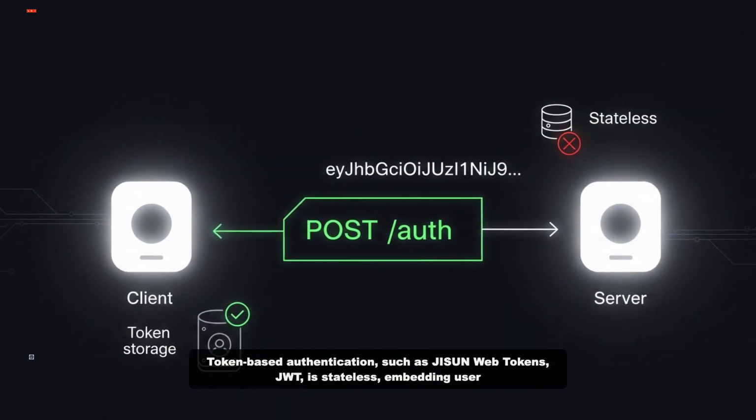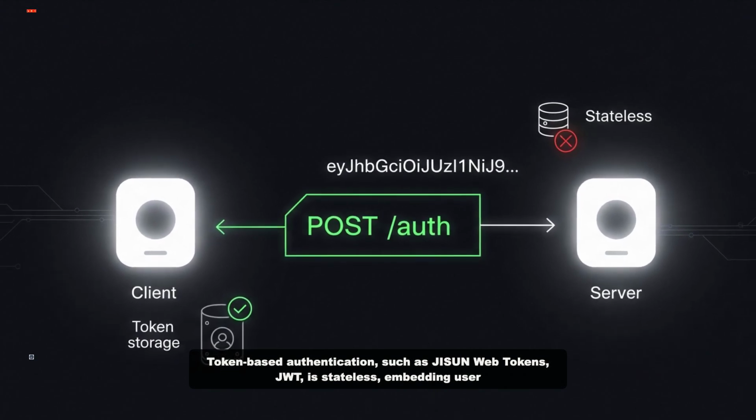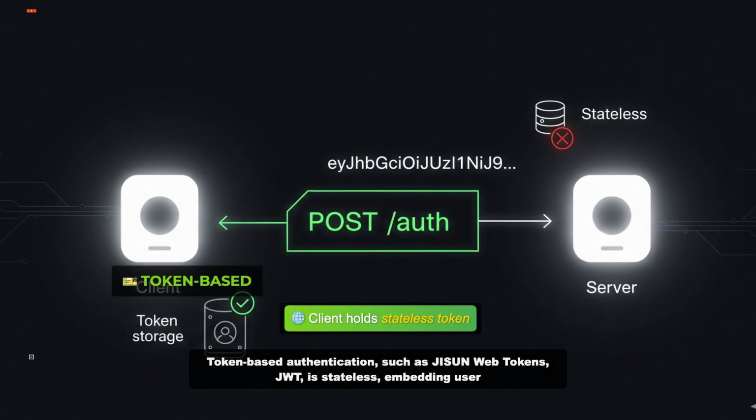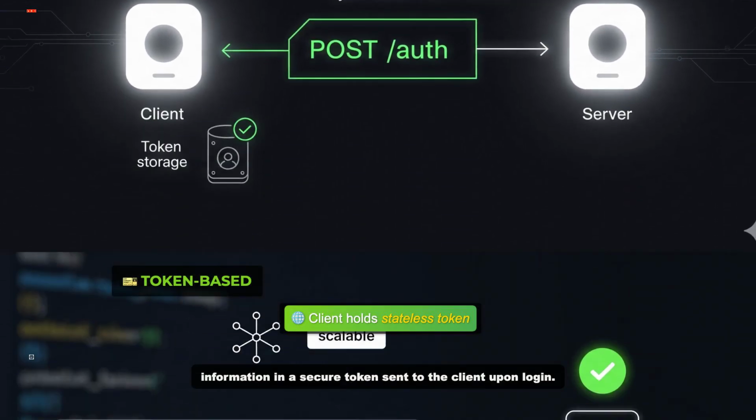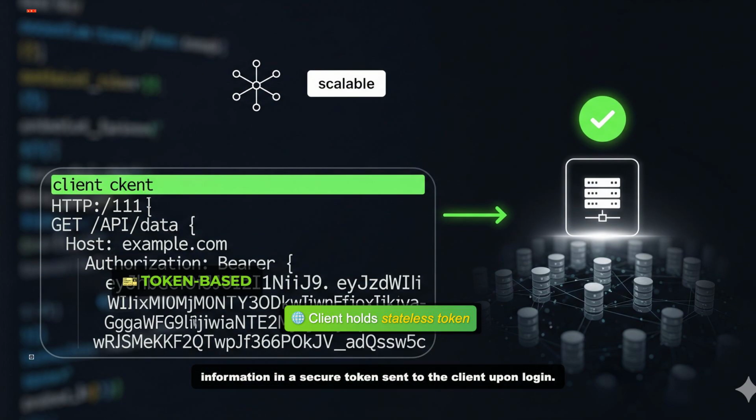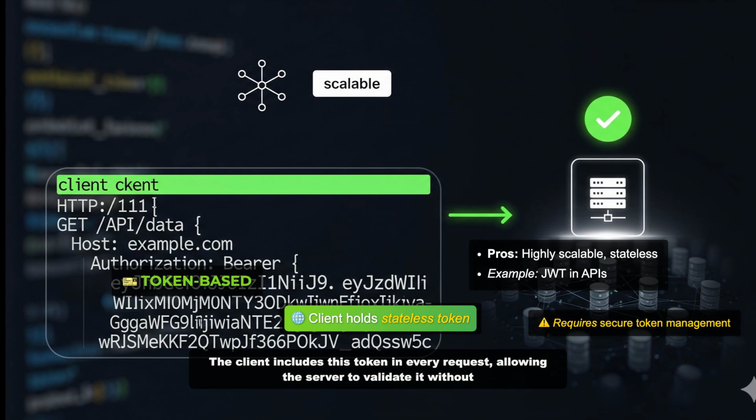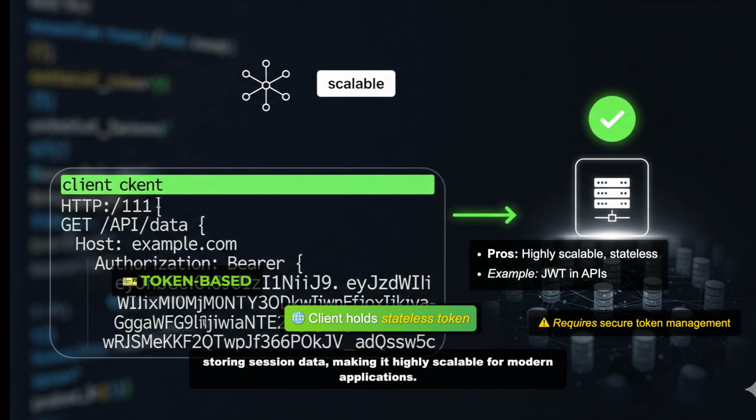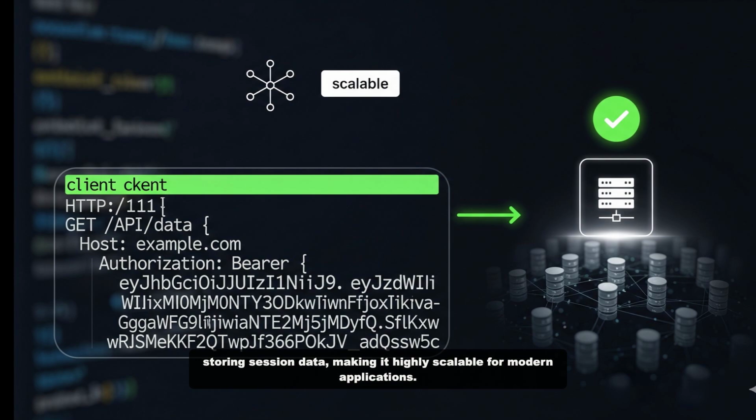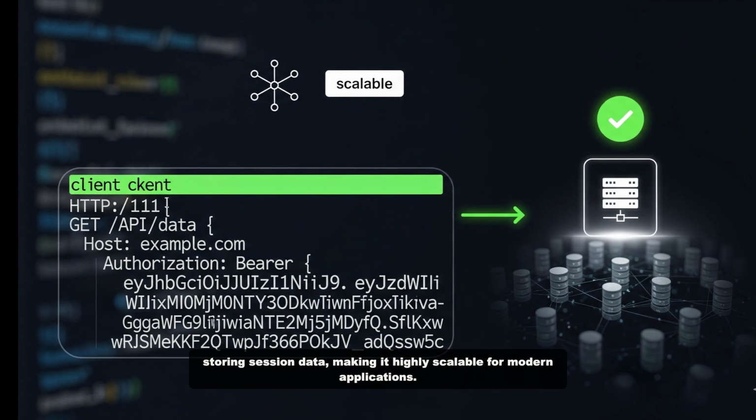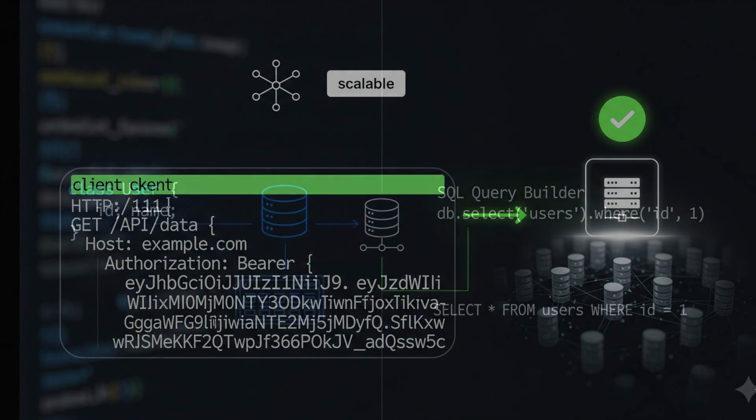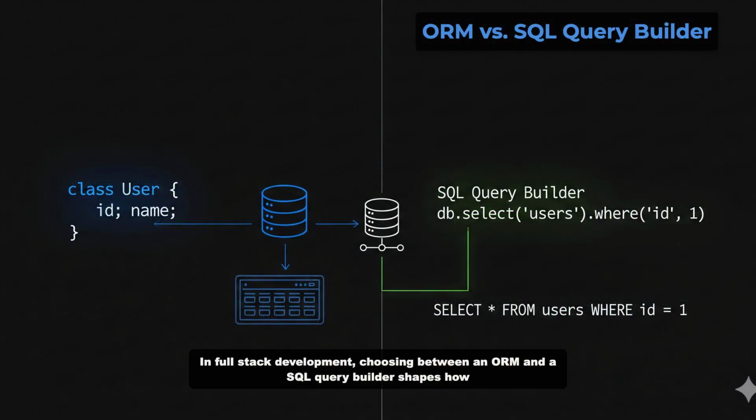Token-based authentication, such as JSON Web Tokens, JWT, is stateless, embedding user information in a secure token sent to the client upon login. The client includes this token in every request, allowing the server to validate it without storing session data, making it highly scalable for modern applications.